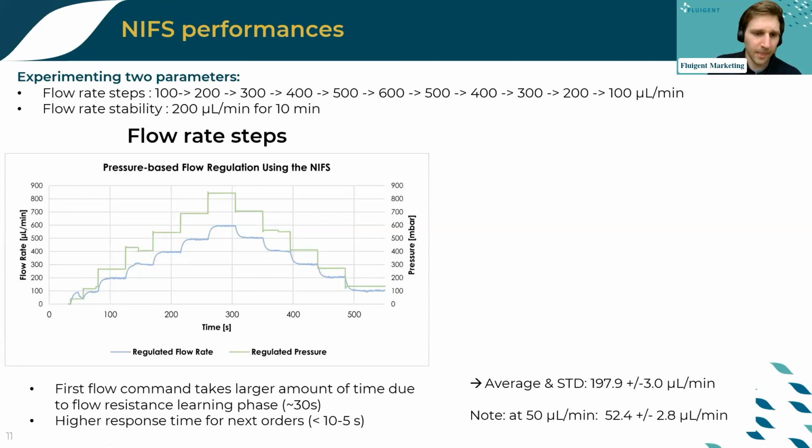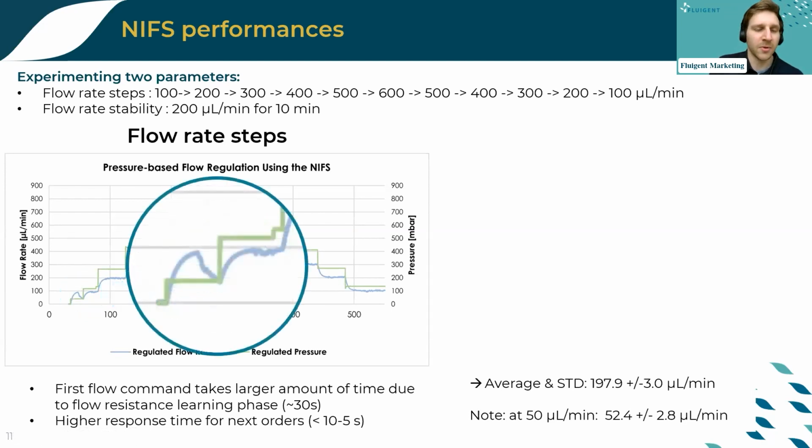The algorithm is based on a learning phase. This learning phase actually learns the microfluidic resistance of your system. So how does it proceed? We are trying to achieve one flow rate, and we can maybe zoom on the first measurement. The system is trying to go to one flow rate.